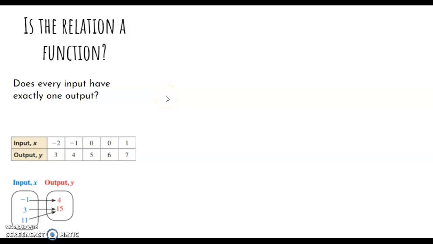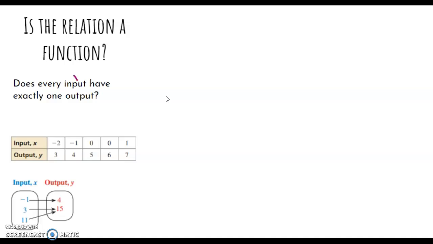Okay, so we're looking at the foldable. On the front side, it says, is the relation a function? This is the only page of the foldable we're going to fill out today. So first, if it is a function, here's how we tell. There's several different ways. The first way is, does every input have exactly one output?